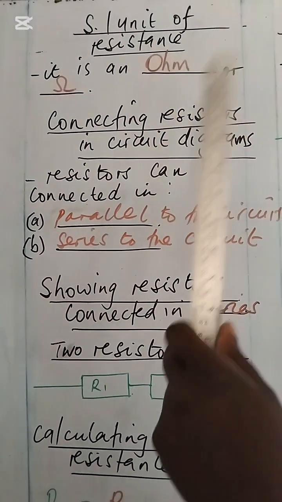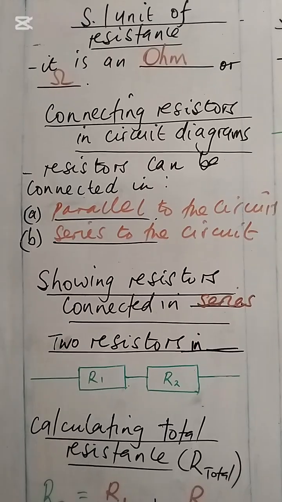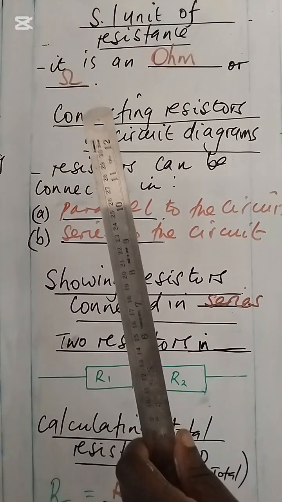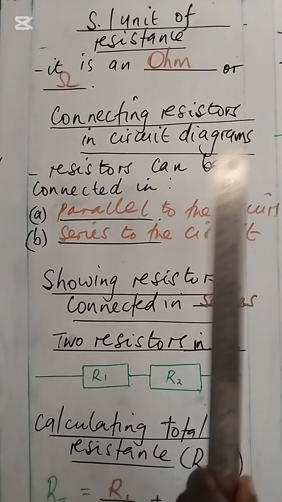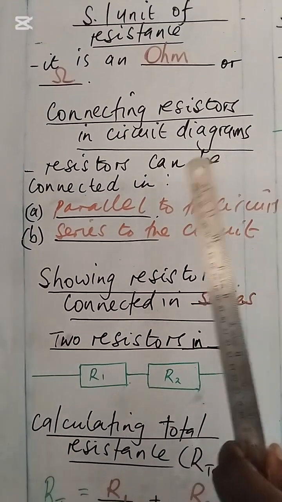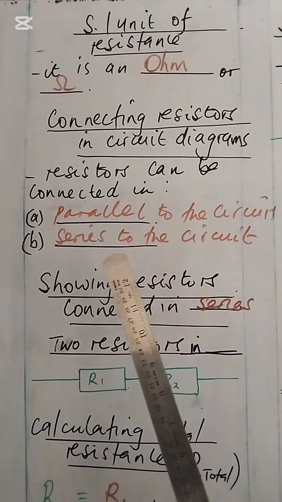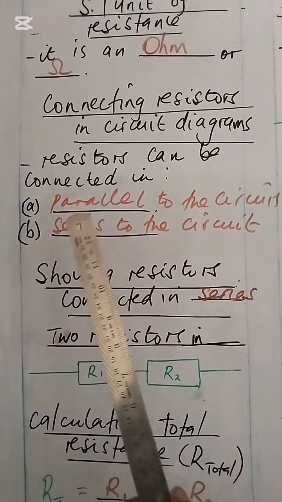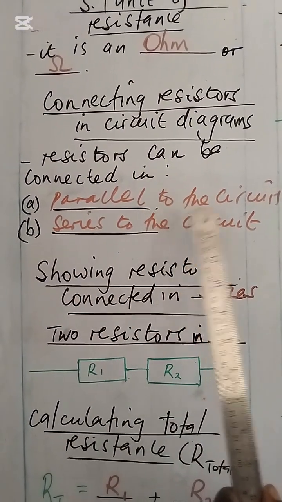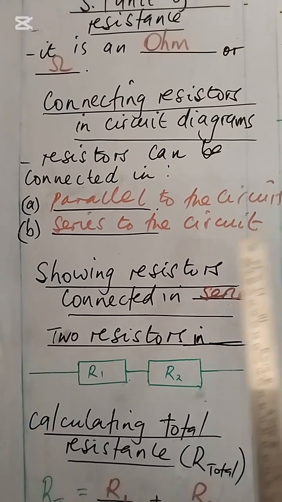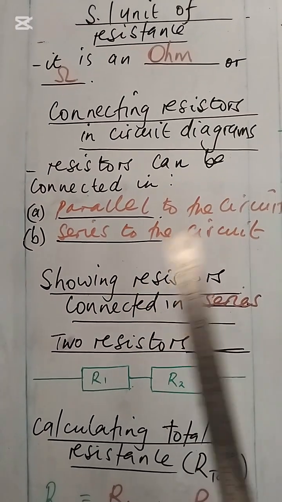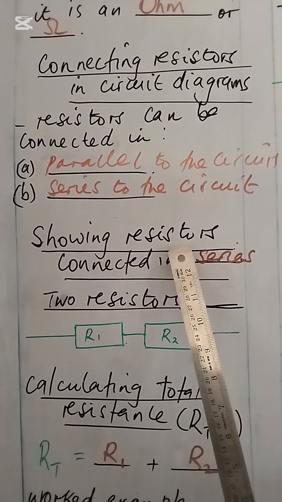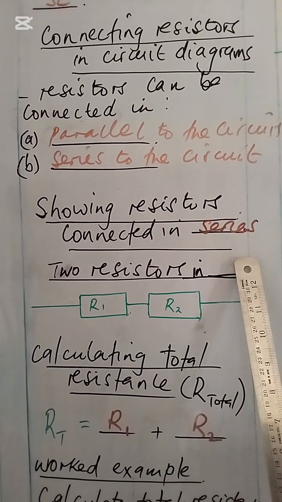The SI unit of resistance is an ohm, which has got this symbol. Then how do we connect resistors in electric circuits? There are two ways of connecting resistors in circuits. We have the parallel way of connecting resistors in circuits, or the series connection. We start by looking at how resistors are connected in series.